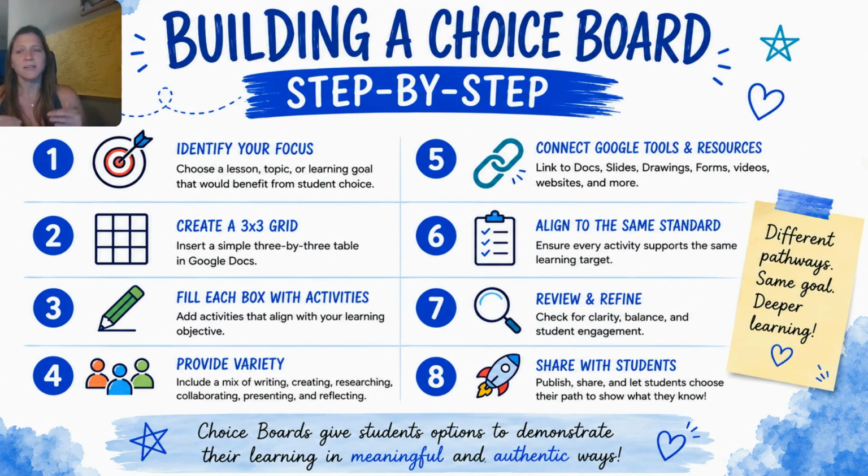Sixth, make sure it's aligned to the same standard. Your choice board starts to get confusing when you have different standards throughout, and it also gets really hard for you to align it so you can make sure that they're picking something from each standard. Seventh, make sure you review and refine it. Make sure all those links work, that there's clarity and there's balance. And eighth, share with your students and get them excited about learning.